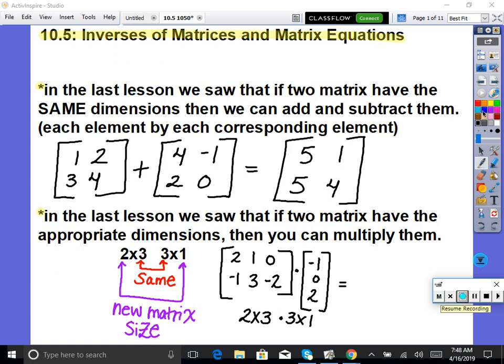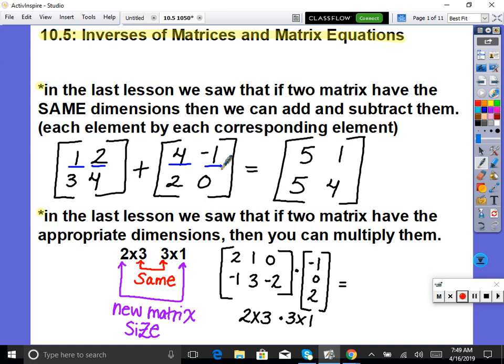Okay, so what we're doing today is inverses of matrices and matrix equations. In the last lesson we saw that if two matrices have the same dimensions, 2 by 2 and a 2 by 2, you can add or subtract elements that sit in the corresponding places. So for example, there's a 2 by 2 matrix being added to another 2 by 2 matrix. Then you would just do 1 plus 4. Super easy stuff. 2 plus negative 1, and so on and so forth. So they do have to be the same size if you're going to add or subtract them.